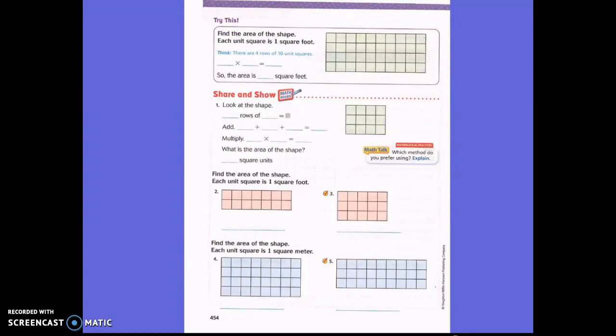Okay, let's try this one. It says find the area of the shape. Each unit square is 1 square foot. So what should the label be? What should it be, Tenon? What should the label be? If it says each square unit is 1 square foot.